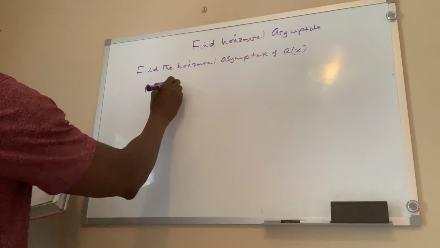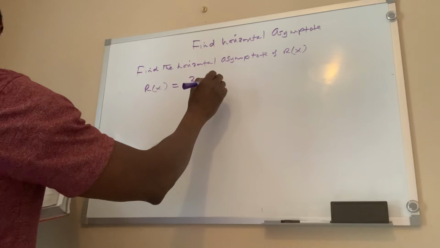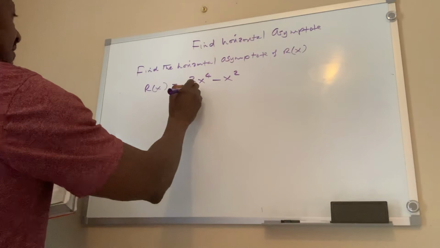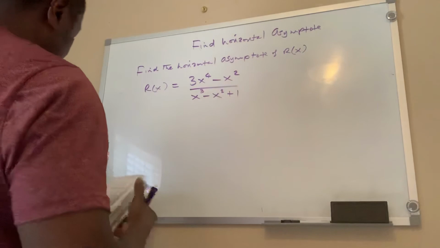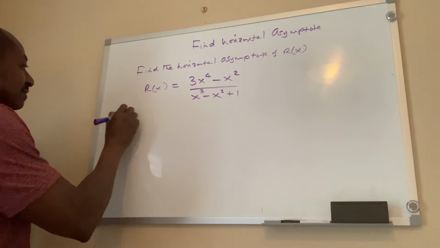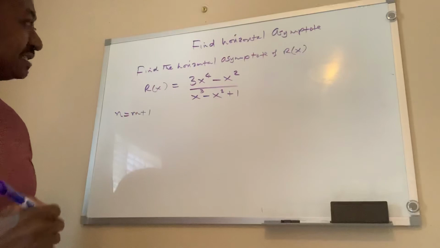x to the 4 minus x squared divided by x cubed minus x squared plus 1. So obviously here we're looking at a condition where n equals m plus 1. The degree 4 is exactly one more than the degree of the denominator.